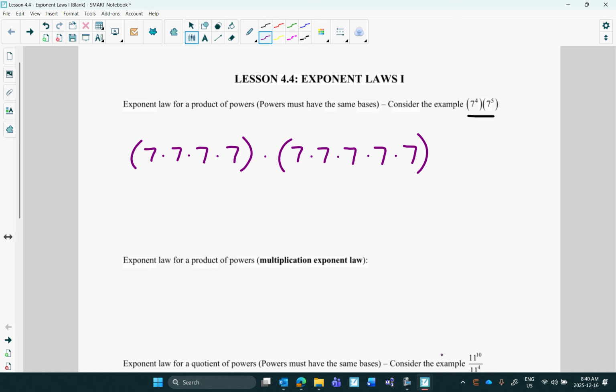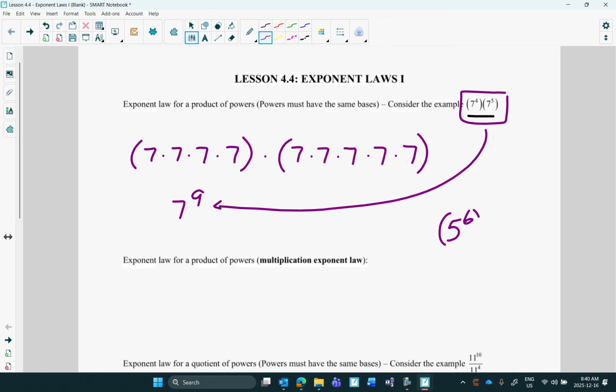How could I write this whole thing as a single power? How many 7s am I multiplying? 9. Notice anything? Like if I said 5 to the 6th times 5 to the 3rd, how could you write that as a single power? 5 to the 9th, right?